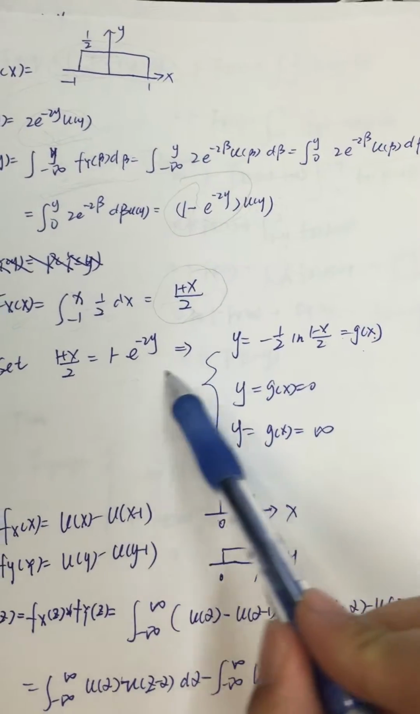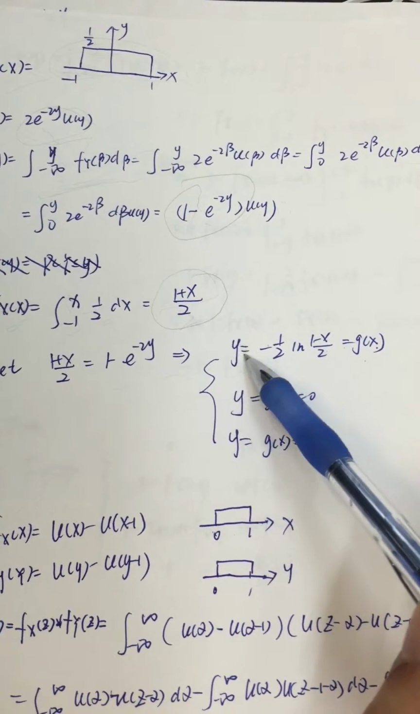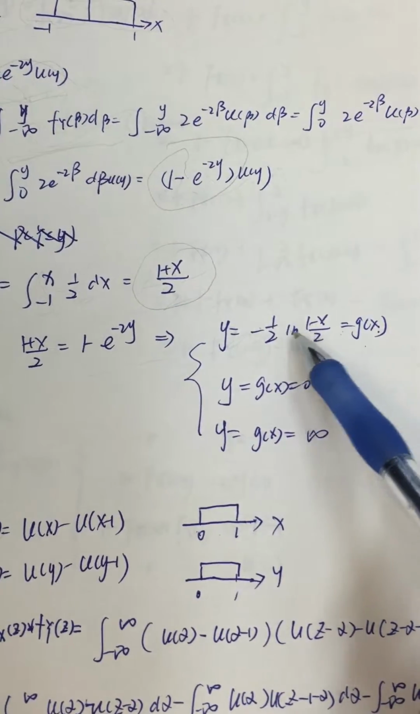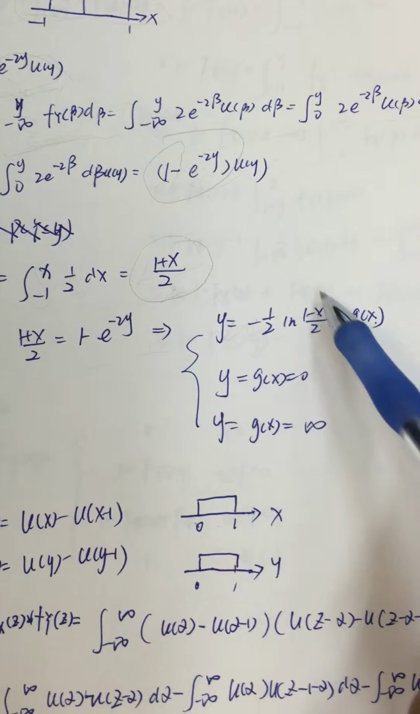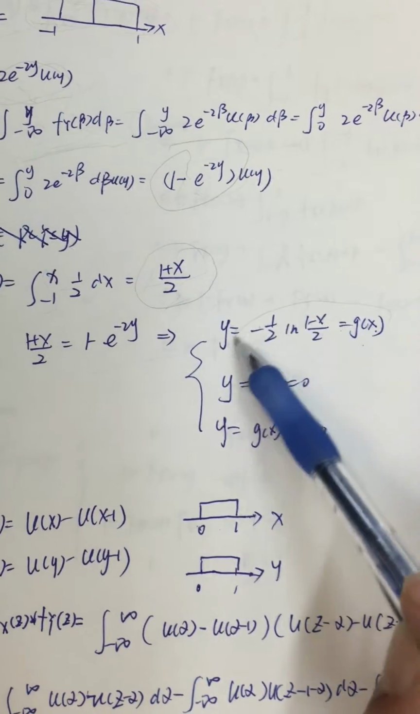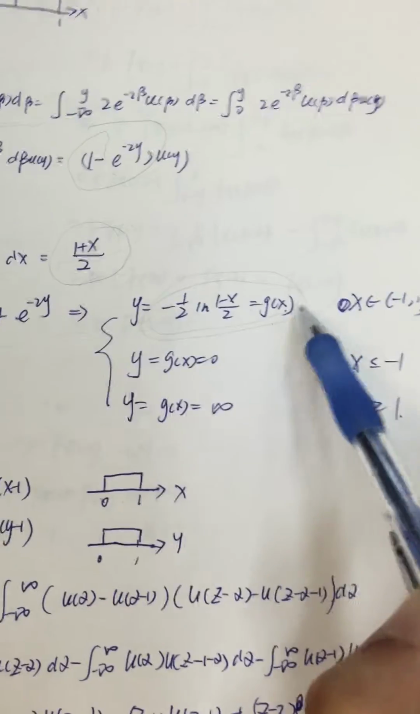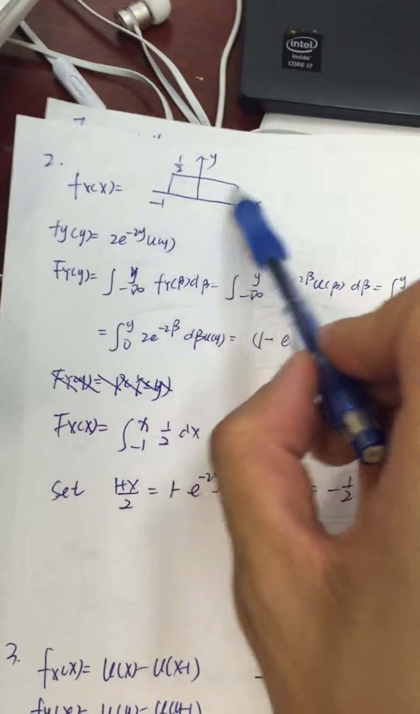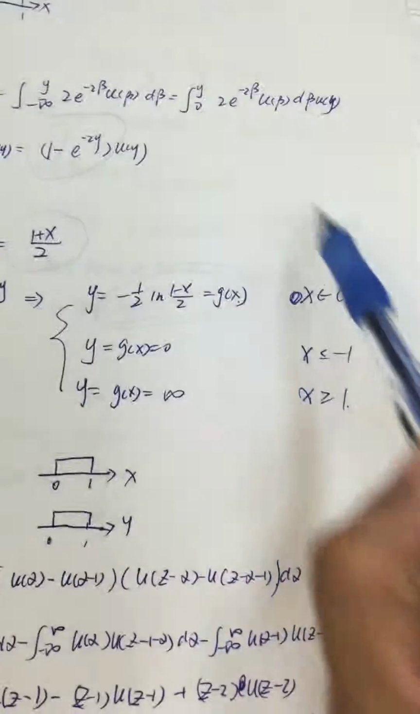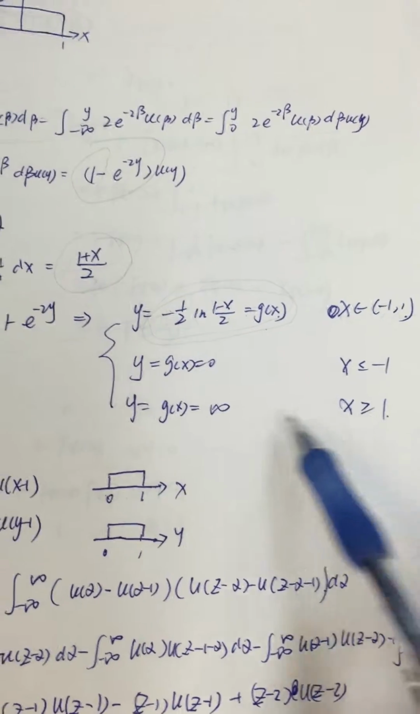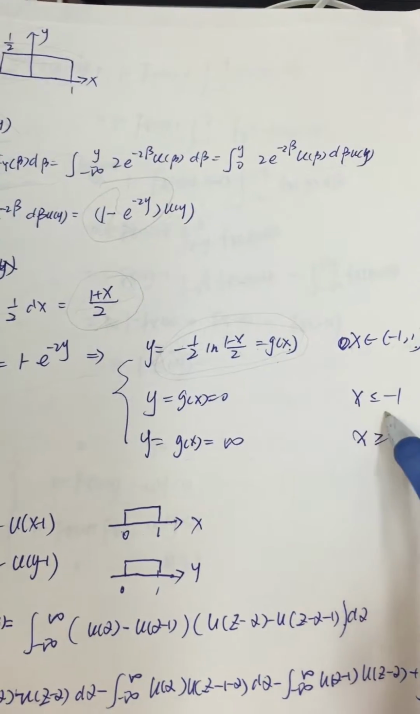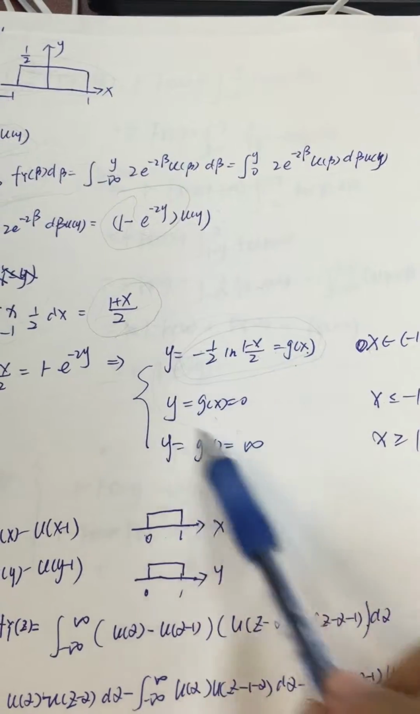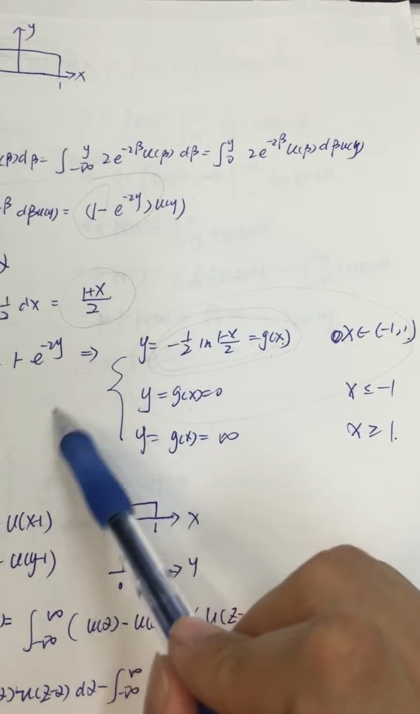After integration, we get y in terms of x: y equals -1/2 multiplied by ln((1 minus x)/2). So this is g(x) when x belongs to -1 to 1. I mean for this part. When x is greater than 1, this is definitely infinity. When x is smaller than -1, this is 0. So the whole part is y equal to g(x).